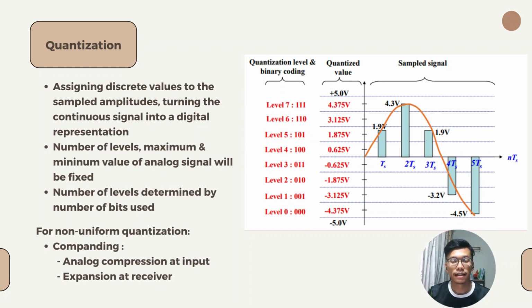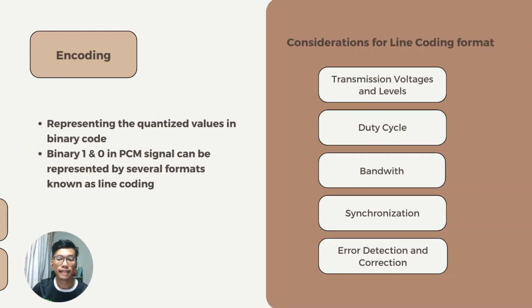Bear in mind, this is only for uniform quantization, and for non-uniform quantization, we need to apply the companding technique. This allows us to produce a uniform signal-to-noise ratio (SNR) for the whole input range. Companding involves analog compression at the input and expansion at the receiver.